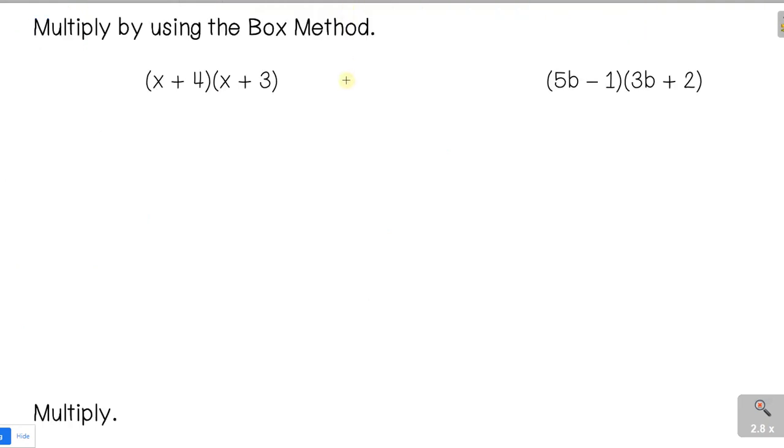Now let's look at a couple examples for the box method. So for the box method, you need to draw a box. So we have a 2 by 2, so we're going to draw a 2 by 2 box.